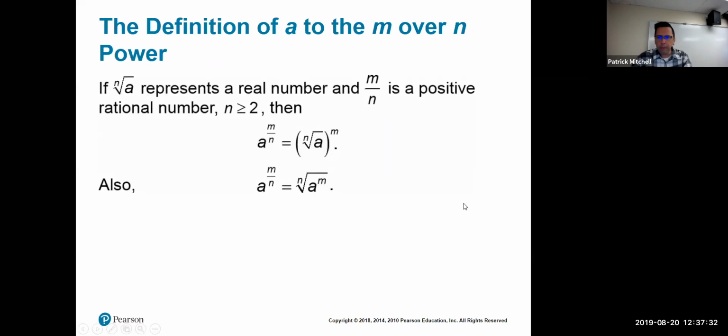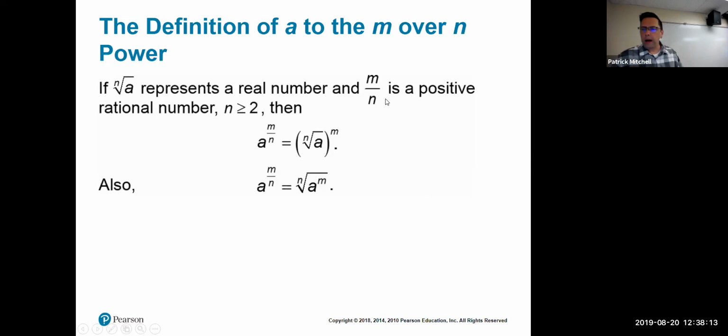So let's see, what are we going to do with this? We are going to jump right into rational exponents. If the nth root of a represents a real number and m over n is a positive rational number, then a to the power m over n means take the nth root of a and then raise the answer to the m power. You can also do it in the reverse order. You could do a to the m power first and then take the nth root. They will give you the same answer.